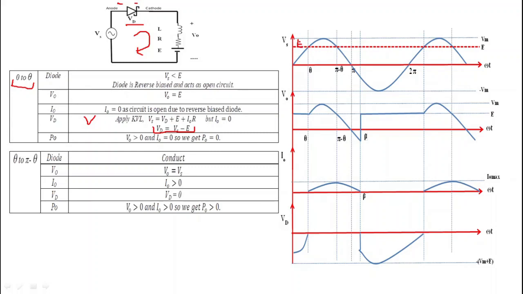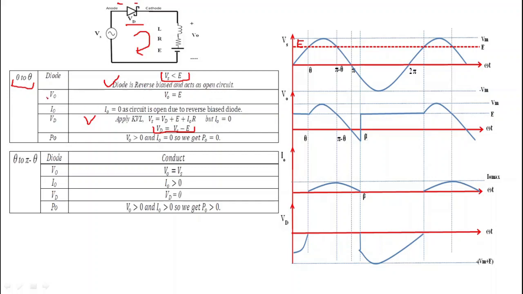Now from 0 to theta, from the waveform, we can clearly see that this EMF E is greater than the source voltage Vs, because this EMF E lies above the waveform of Vm sin omega t. That's why E is greater than Vs from 0 to theta. When E is greater than Vs, then what happens? We get the diode drop, that is Vs minus E, negative. So from 0 to theta, the drop across the diode is negative. Negative drop means the diode is reverse biased and acts as an open circuit.